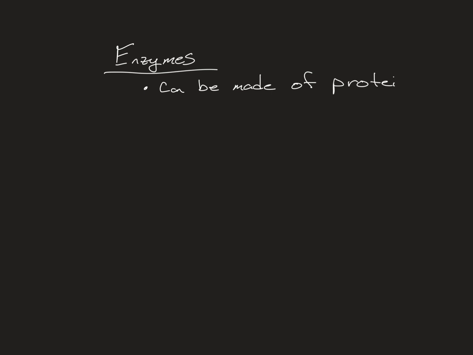Now we're going to go ahead, and we've talked about enzymes, right? And who can tell me what they know about enzymes right now? All right, very good. One at a time. So we know enzymes can be made of protein, and it's most of the time. But what else can they be made of? RNA. That's right.